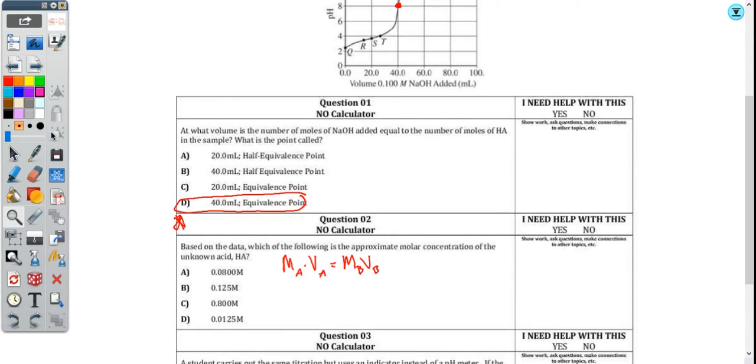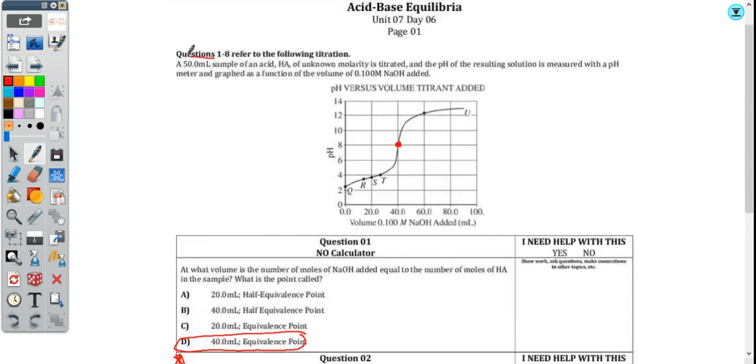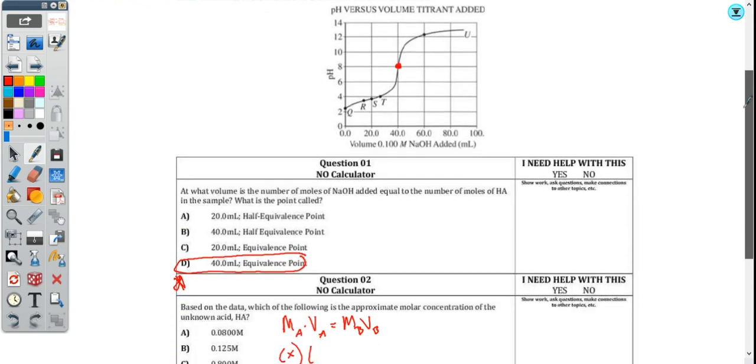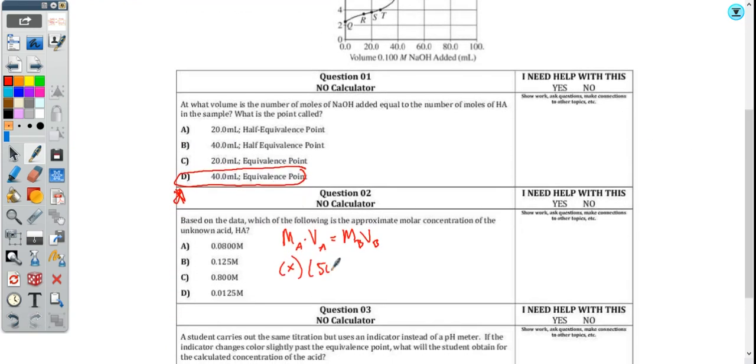And so as you think about answering this question, the molarity of the acid is what we're looking for. We don't know the concentration of this acid. We know that we initially started with a 50 mil sample. I don't have to convert to liters here as long as I make sure the volume on the base is also in milliliters. We know the concentration of the base is 0.1 molar.